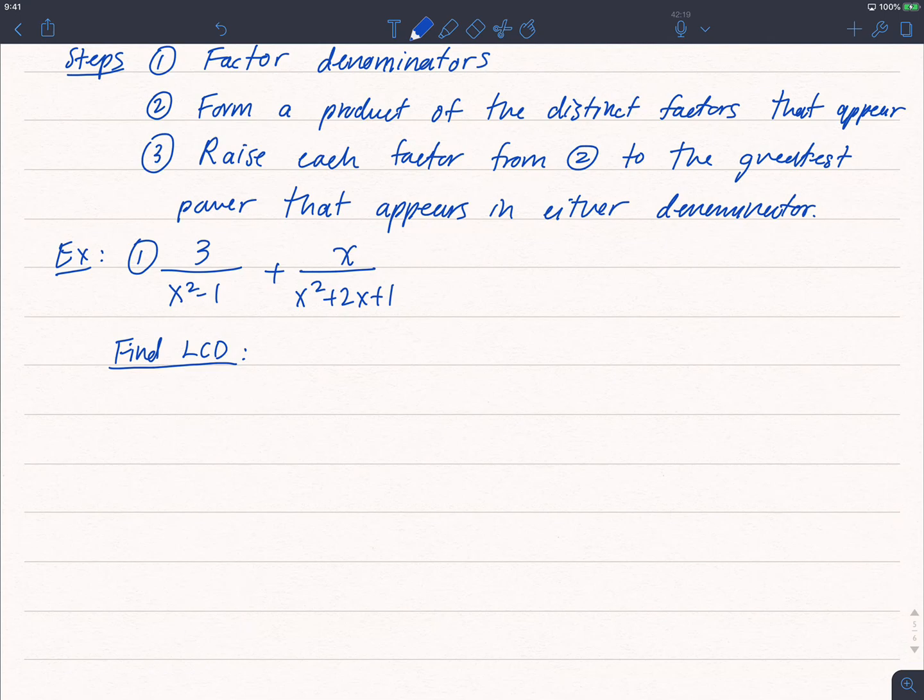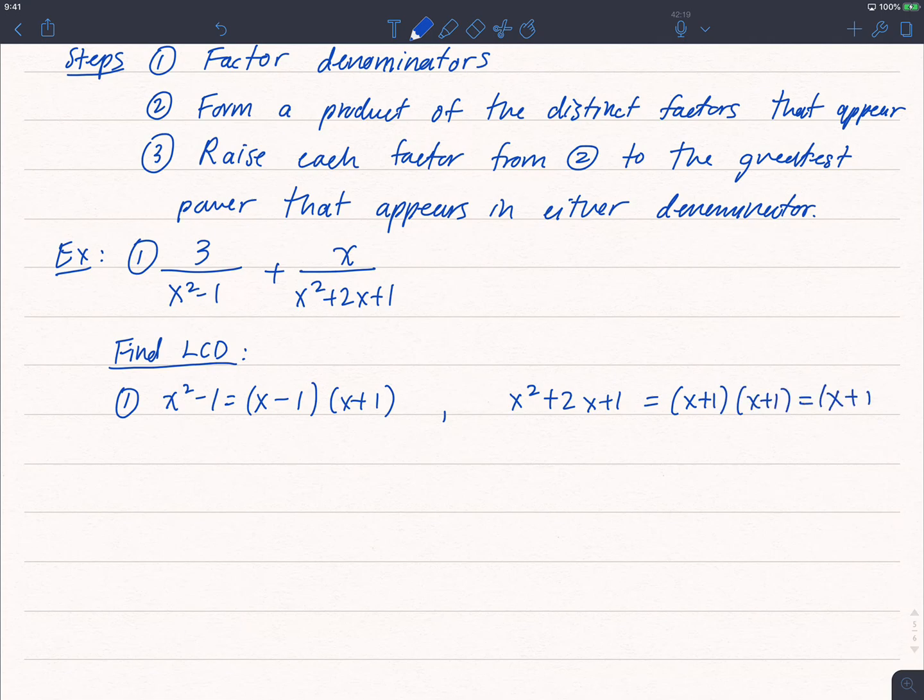Step 1 is to factor each denominator. So the first denominator is x squared minus 1. We notice that that is a difference of squares, which factors as x minus 1 times x plus 1. And we factor the trinomial x squared plus 2x plus 1 as x plus 1 times x plus 1, which we rewrite as x plus 1 quantity squared.